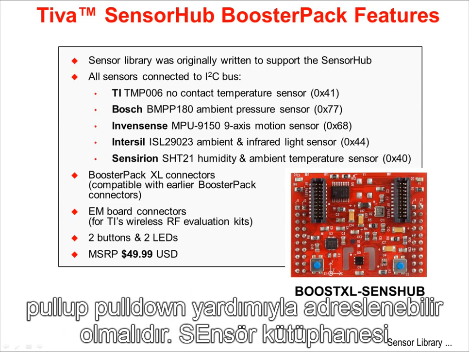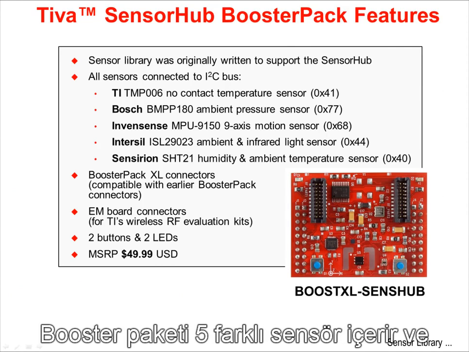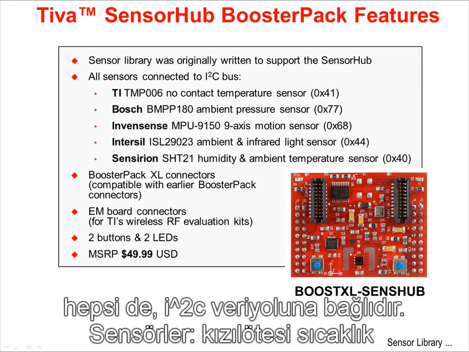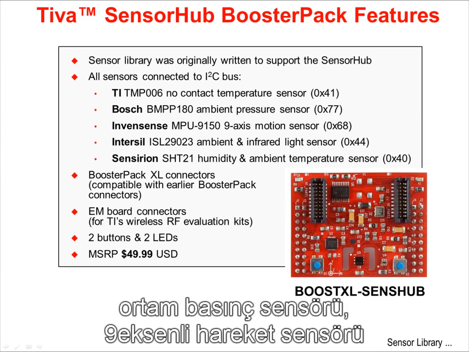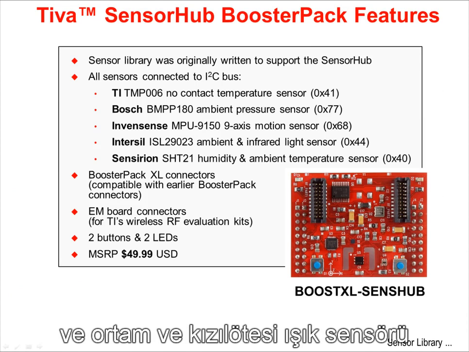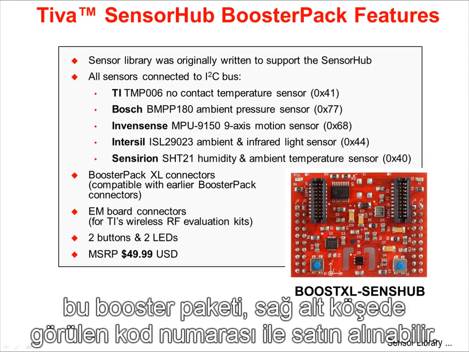The sensor library was originally written to support the SensorHub BoosterPack. This BoosterPack has 5 separate sensors, all connected to the I2C bus. The sensors include an infrared temperature sensor, an ambient pressure sensor, a 9-axis motion sensor, an ambient and infrared light sensor, and a humidity and ambient temperature sensor. This BoosterPack can be purchased using the part number shown at the lower right.